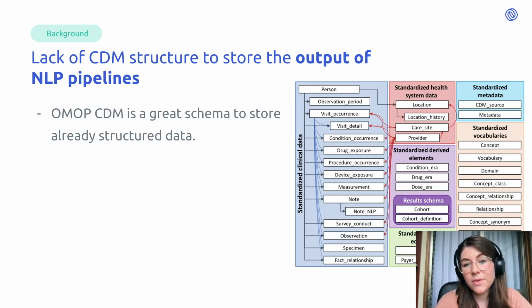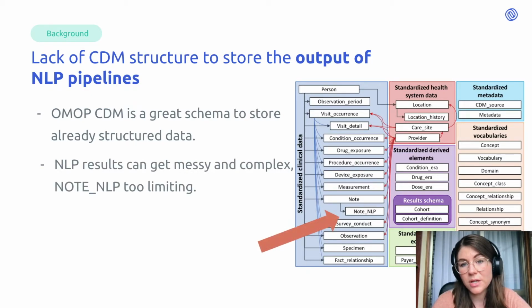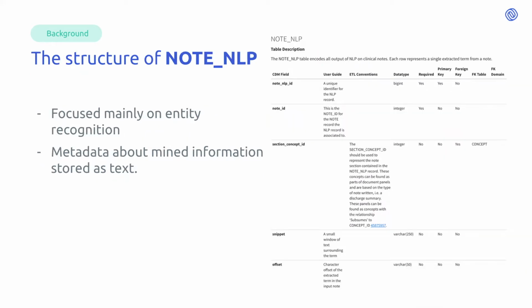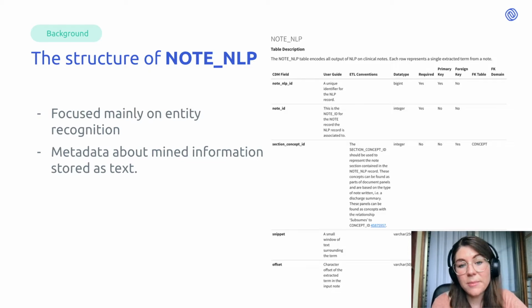The OMOP Common Data Model is a great schema for storing structured data, but although it provides a specific table to store the output of NLP algorithms, the Note NLP table, it's quite limited for all the output that NLP pipelines can generate. The Note NLP table focuses mainly on entity recognition, and the metadata about these entities, for example the temporality, is stored as free text, which makes querying this table very difficult.